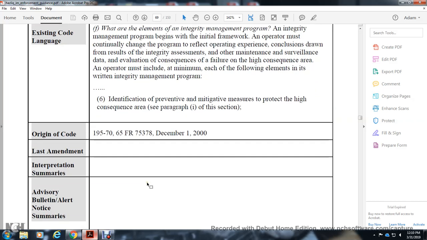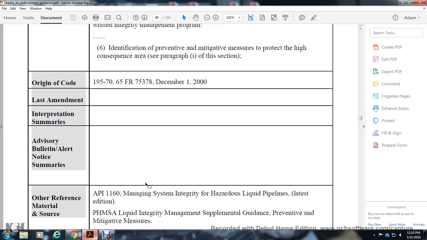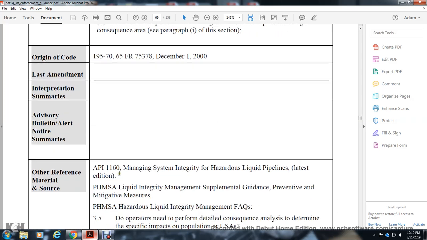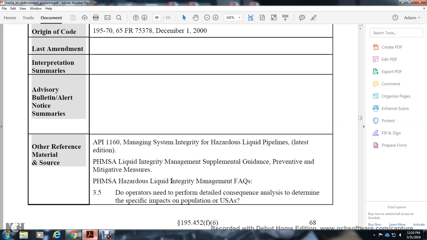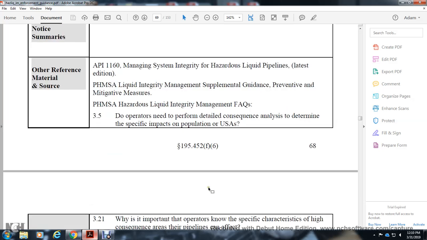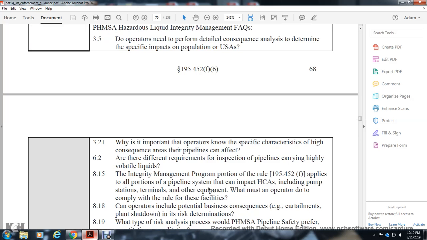Last amendment, interpretations from the advisory bulletin, alerts and notes, and summaries of the reference material and sources: API 1160 Managing System Integrity for Hazardous Liquid Pipelines, latest edition; PHMSA Liquid Integrity Management Supplemental Guidelines on Preventive Integrity Measures; and PHMSA Liquid Integrity Management frequently asked questions. The operator needs to perform a detailed consequence analysis to determine specifically the impact on the population or the unusually sensitive area.